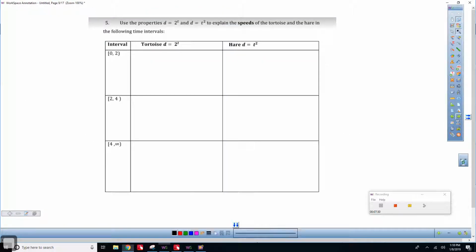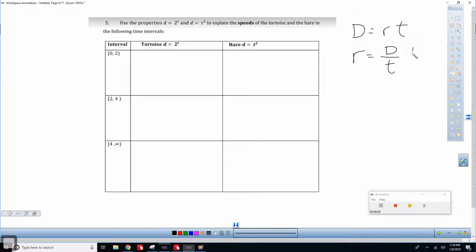Alright. Use the properties D is 2 to the t and D equals t squared to explain the speed at the following times. So, between 0 and 2, the speeds. Let me think about this. Okay, well, what do we know about speed? We know that distance is rate times time. Which one of those variables is another word for speed? Distance, rate, or time? Speed. It's a rate. So rate is distance divided by time, which makes sense, right?